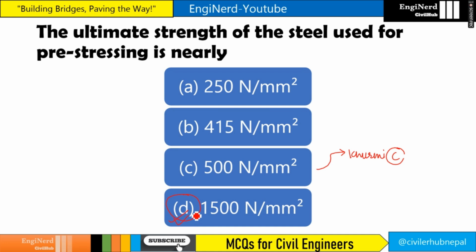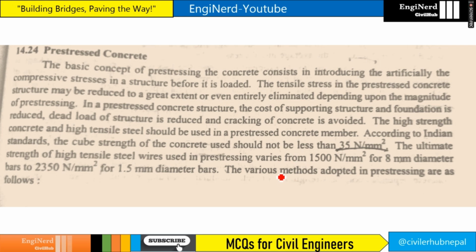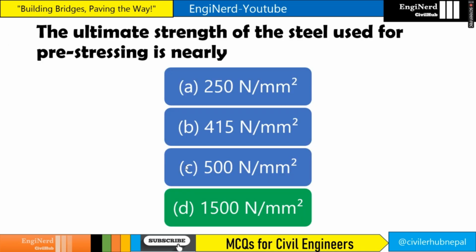As we saw, the ultimate strength of high tensile steel wires used in prestressing varies from 1500 Newton per mm square to 2350 Newton per mm square. If you use less than this, then the strength of the steel will be lost by losses in the prestressing. So you need to have at least this strength.